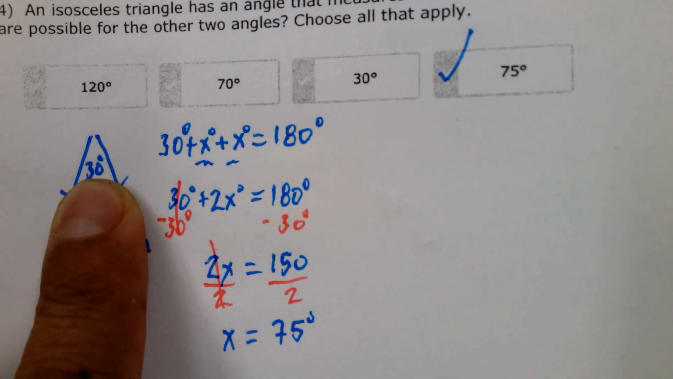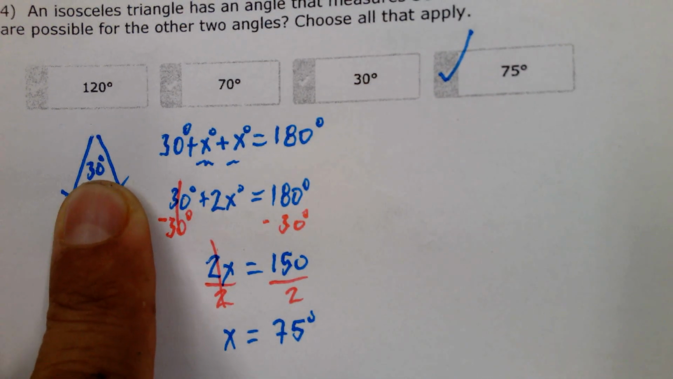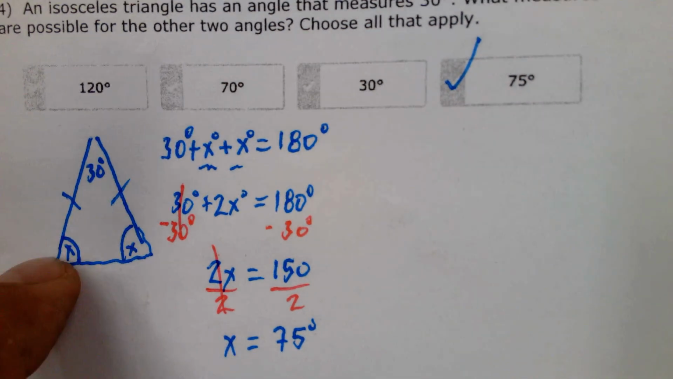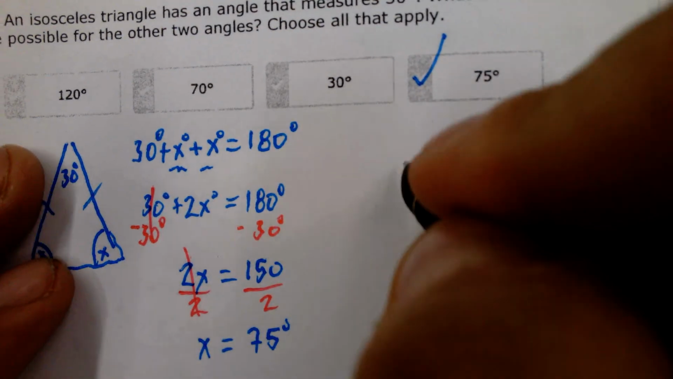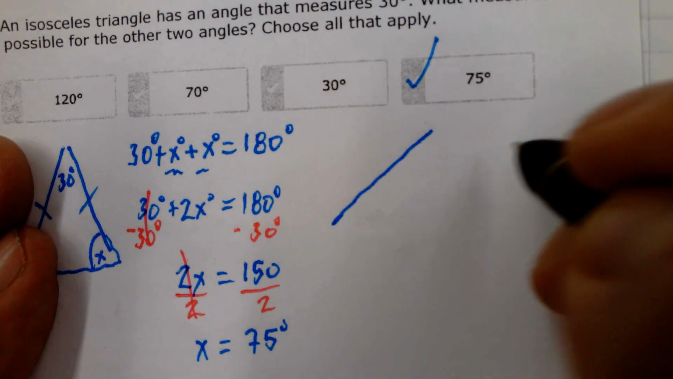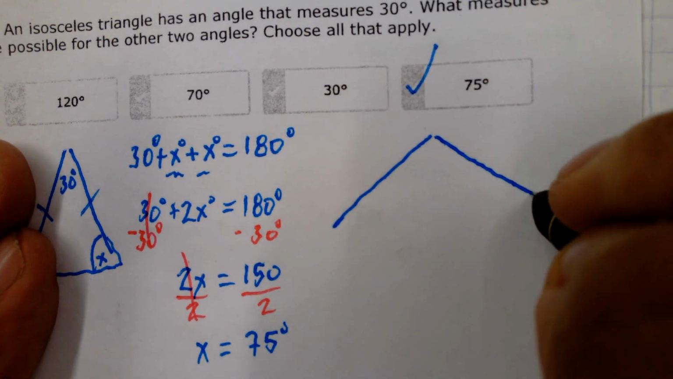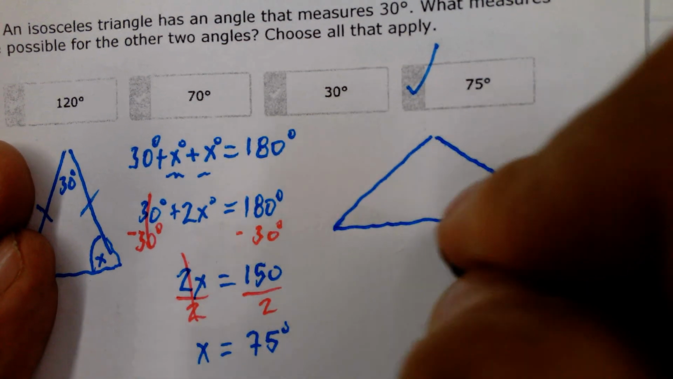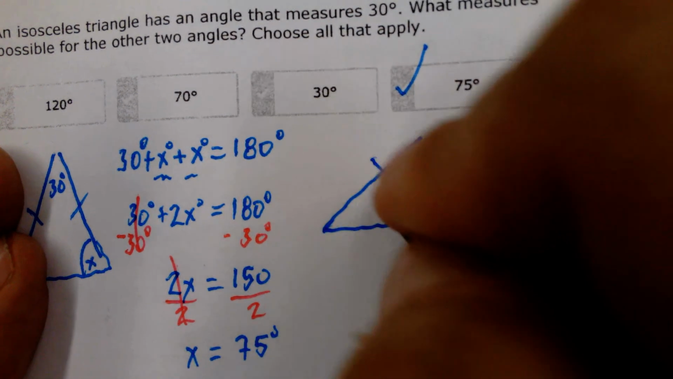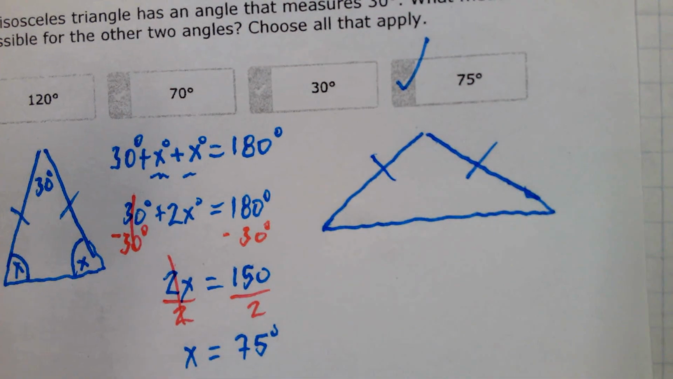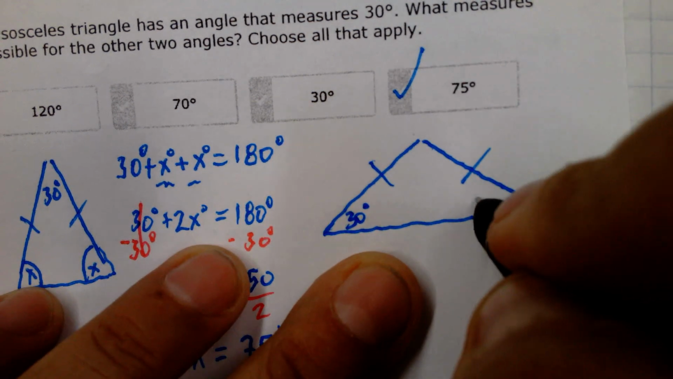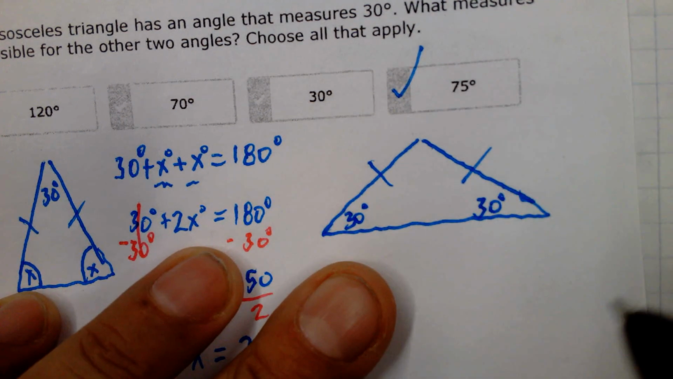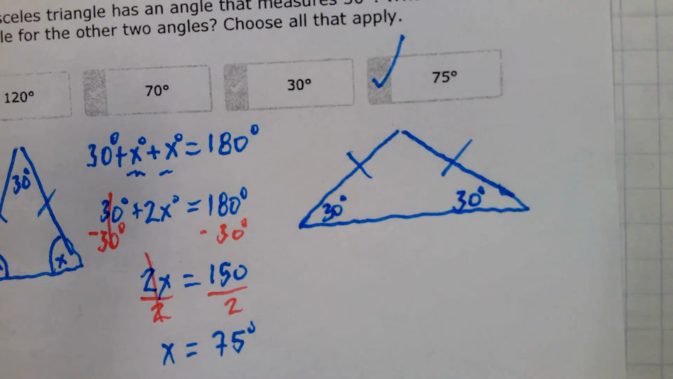So this one had our vertex, this point here, as 30. Can we have the base angles as 30? Yeah. Think about something like this. That's an isosceles triangle. These two sides are equal, so it's isosceles. This is 30, and this is 30. So now, this is our x.